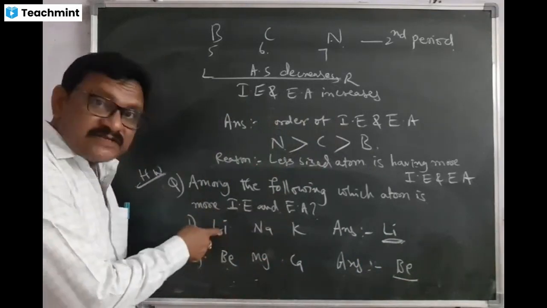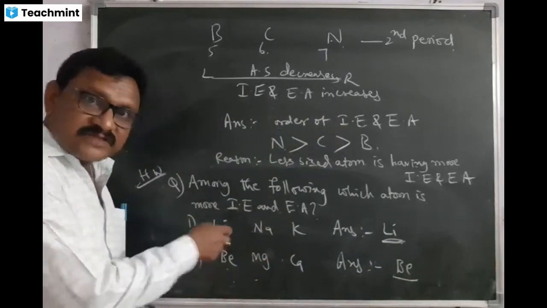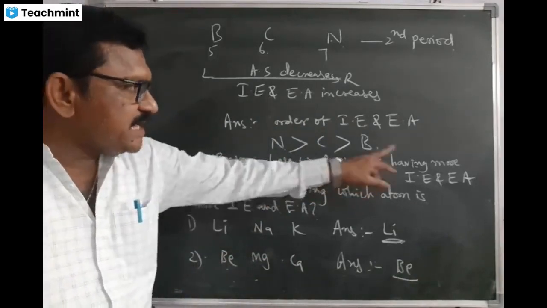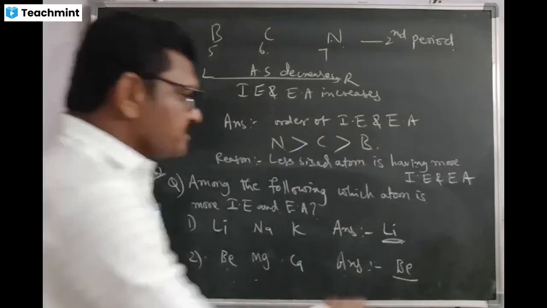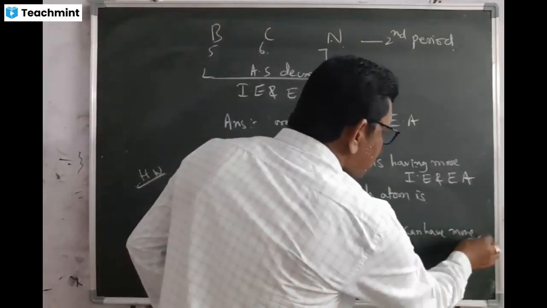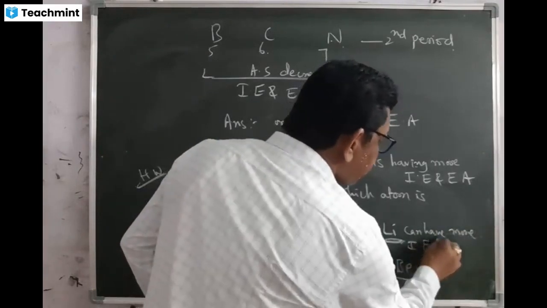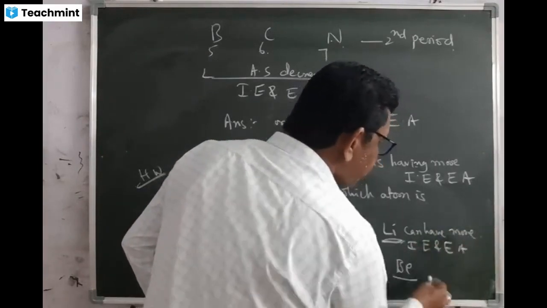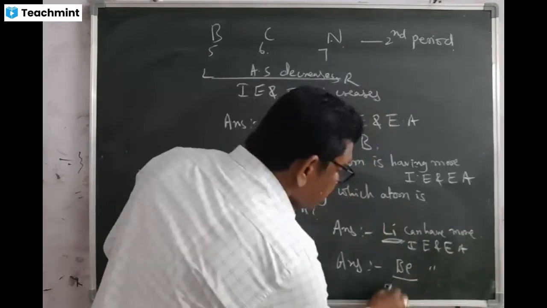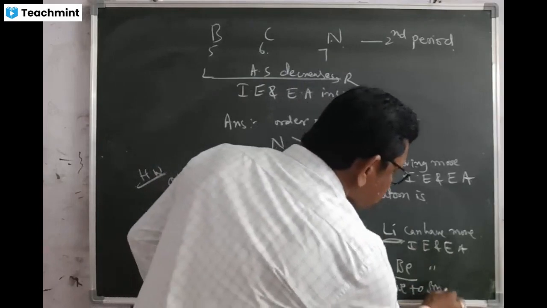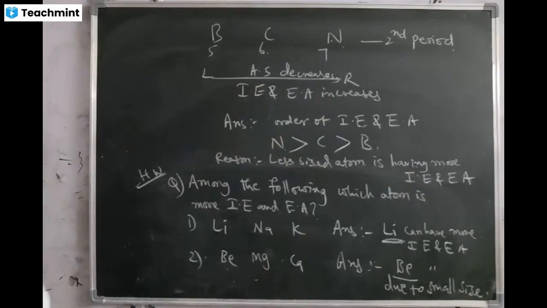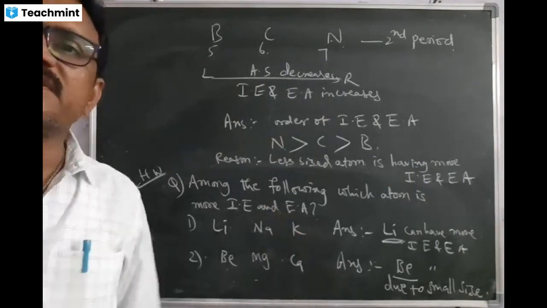Which one is low size? Lithium is small size. Beryllium is small size. Okay, that is the reason. Small size or less size atoms have more ionization energy. So here lithium can have more IE and EA. Here also beryllium can have more IE and electron affinity due to small size. This is the reason you have to write. This is the way to answer this question.